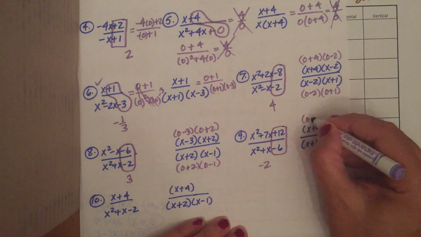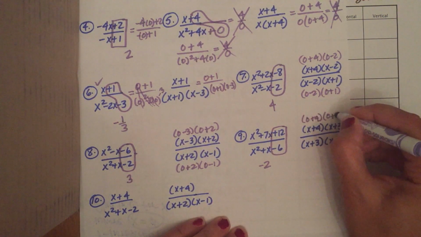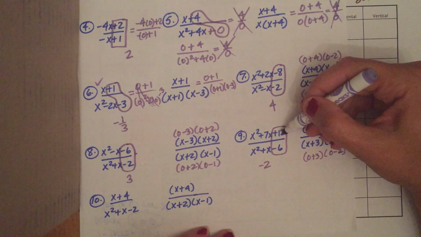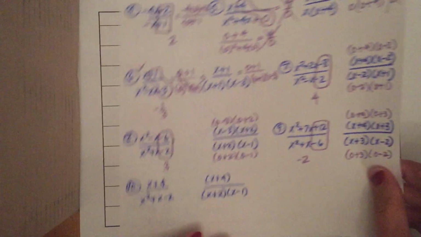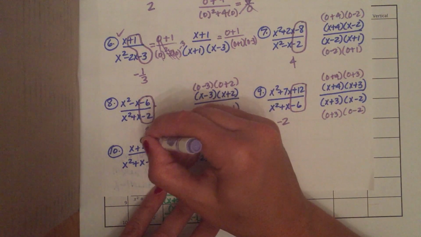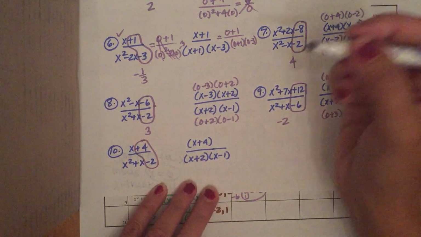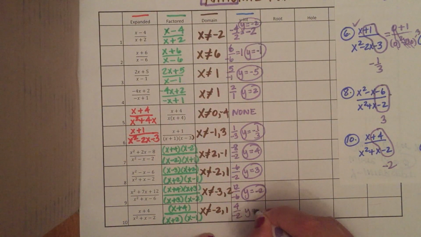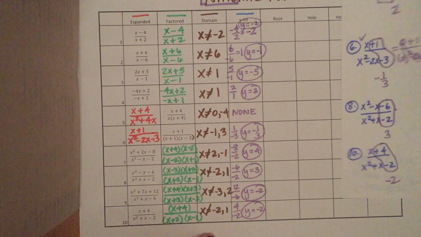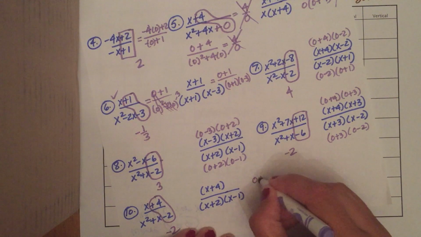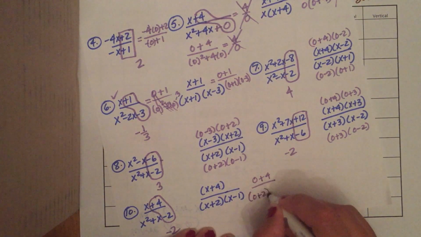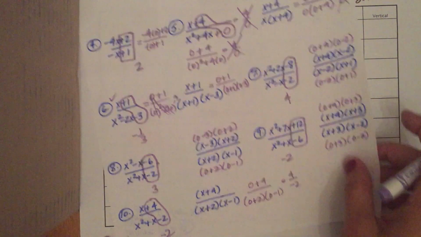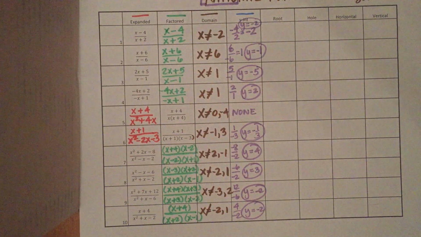Do it the long way. You have 0 plus 4 times 0 plus 3 over 0 plus 3 times 0 minus 2. You're going to end up in the same spot with 12 over negative 6. So let's do the last one. Let's do number 10. And I've got 4 over negative 2, which gives me negative 2. So my y-intercept is negative 2. Do it the long way. Plug in. You would have 0 plus 4 on top, 0 plus 2 times 0 minus 1 on the bottom, and you would end up again with 4 over negative 2, which is where you started. So that's how you calculate the y-intercept for a rational function.